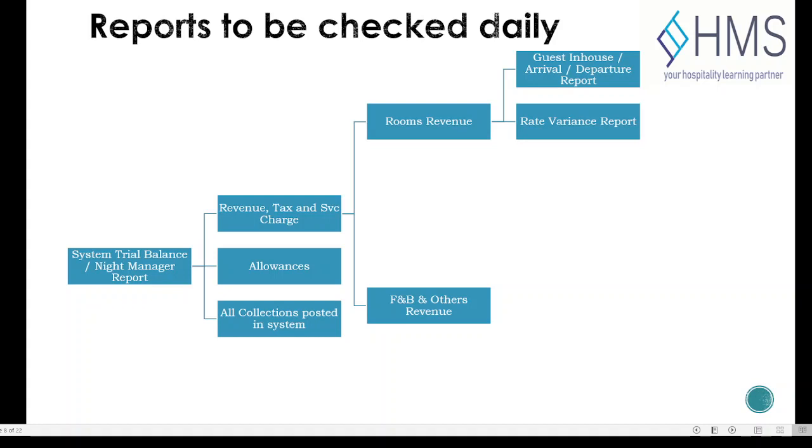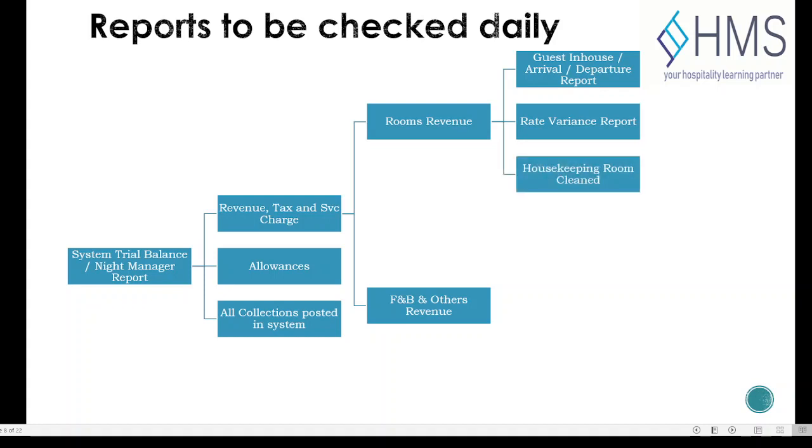Then if they punch in that this room has been cleaned and the guest has not checked into that room, that means the system will create a discrepancy of that particular room, and then that discrepancy has to be checked by the income audit on a daily basis to make sure that every room which is clean is also checked in.